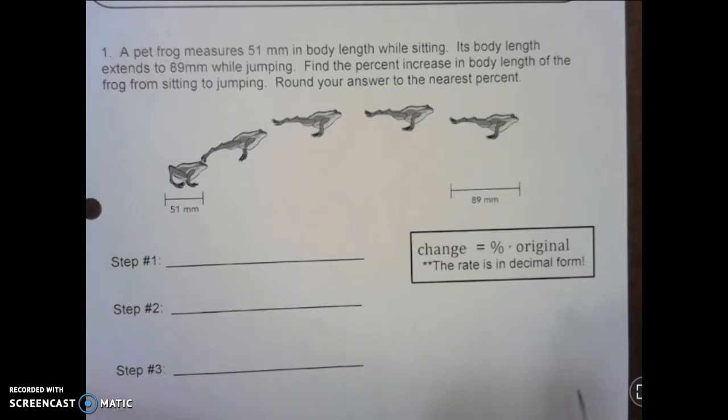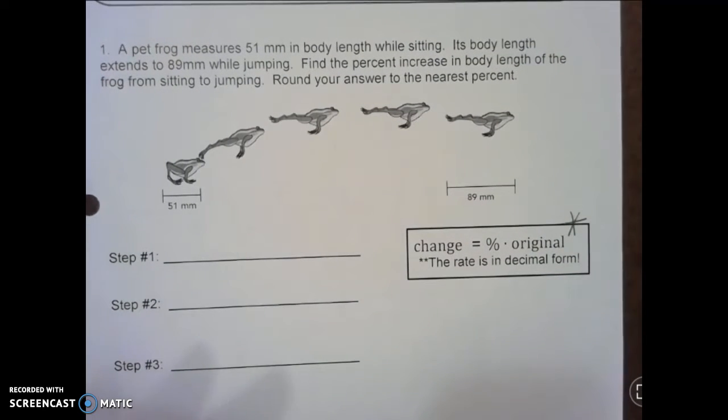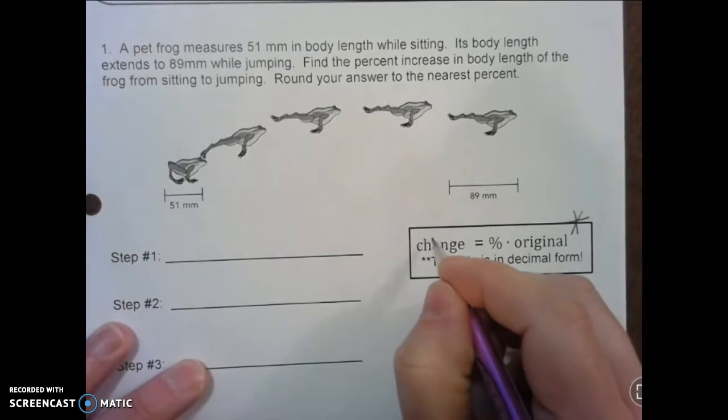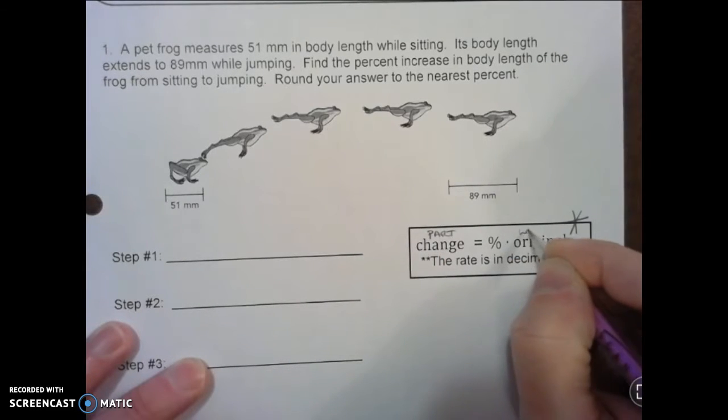Okay, and you'll notice right here in this box, I'll go ahead and put a little star next to that, that our equation that we're going to use for percent change is change equals the rate times the original amount. Remember that the rate is going to be written in decimal form. Okay, and this is very similar to the percent equation that we've been working on. Instead of saying part, they've got change there. And instead of saying whole, they've got the original value.